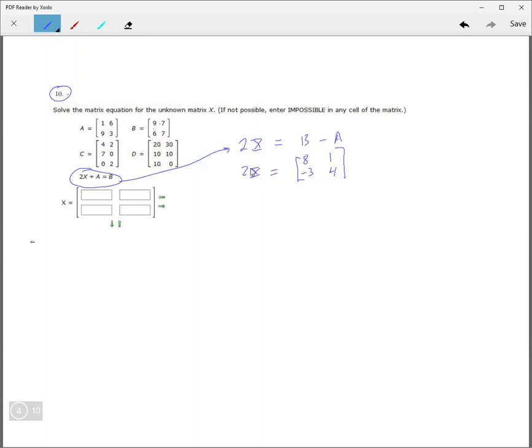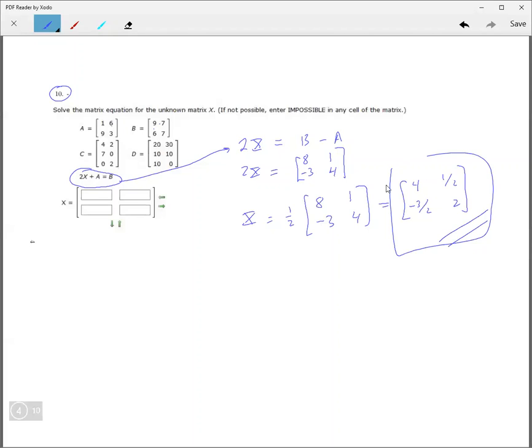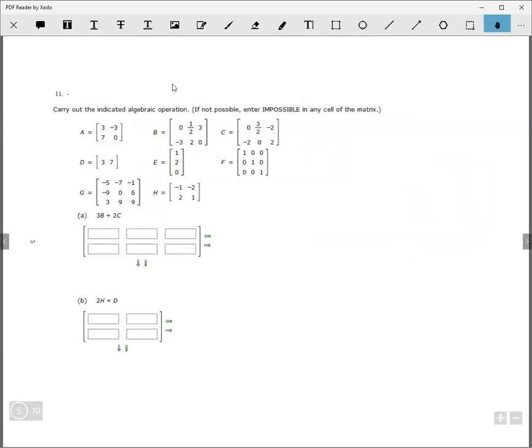And then you can take the scalar over to the other side also. And so that's again distributing this in, multiply everything here by 1/2, so that's 4. This is 1/2. This is -3 halves, and 4 divided by 2 is 2. Okay, so that matrix, that should work for number 10. Number 11.